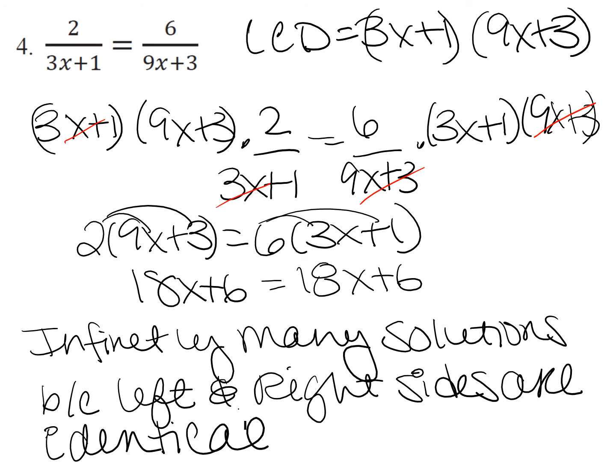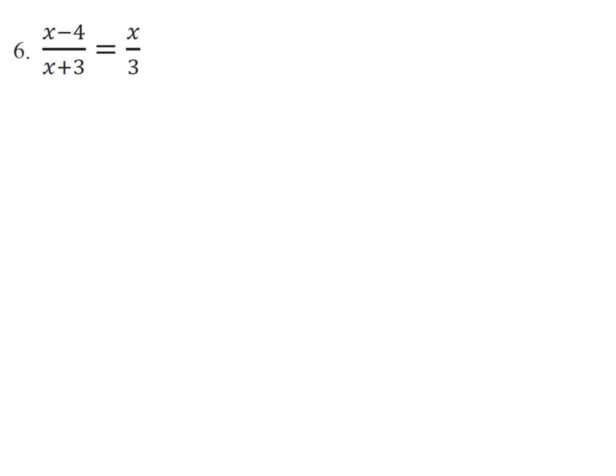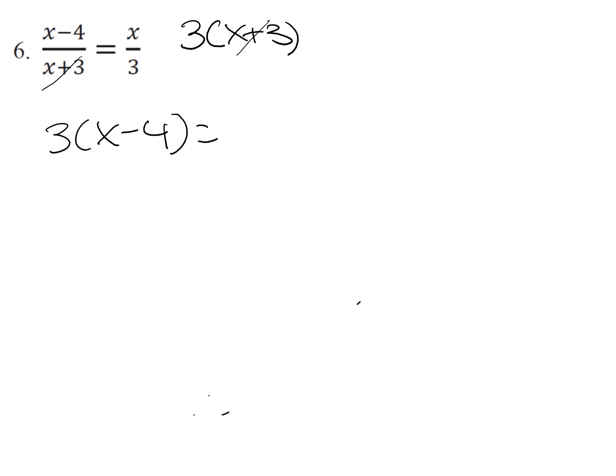Okay, so the next one. Now try number 6 on worksheet 4. Pause here, and when you unpause, you can see how I do it. Okay, so my LCD is 3 times x plus 3. Okay, so I'm going to multiply that on both sides. And when I do, on this side, the x plus 3 will cancel, so I'll just have 3 times x minus 4 equals, and on this side, the 3's will cancel, so I'll just have x times x plus 3.